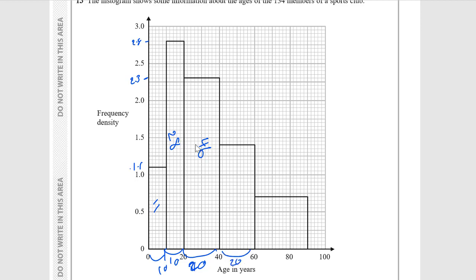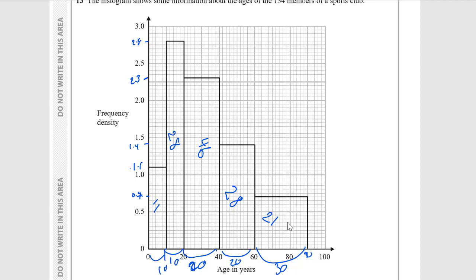And then we've got on this side 1.4. So 1.4 times by 20 gives us 28. And then here we have 0.6, 0.7. And here we have, so that's 20, and then that, so this is 90. So the whole thing here is 30. So 30 times 0.7, so that gives us 21.